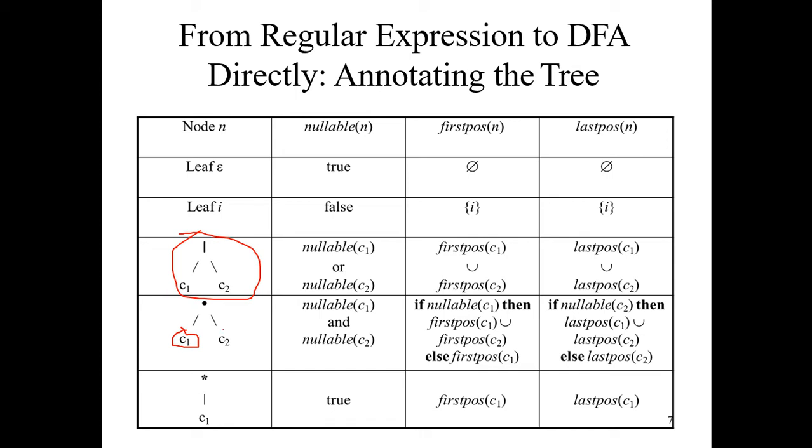The same goes for the lastpos. Here we check the value of C2. If C2 is not nullable, then we can directly say that the lastpos is the lastpos of C2. But if C2 is nullable, then the lastpos of the concatenation symbol is the union of the lastpos of both of these values. For the star symbol, nullability is always true, and the firstpos and lastpos of the star symbol are the firstpos and lastpos of whatever expression is below it.